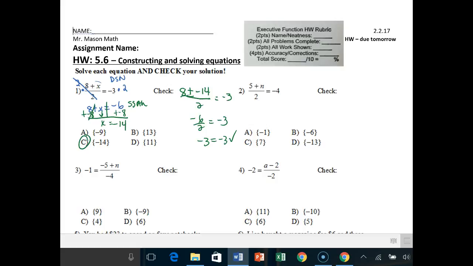Number 3. Multiply by negative 4 on both sides. Those cancel off. I get a positive 4 because this is an SSP, equal to negative 5 plus n. I look and I see, okay, I need to add 5 to both sides. That cancels out. N gets dropped down, equal to 4 plus 5 is 9. So to plug in, I'll say negative 1, is it really equal to negative 5 plus not n, but 9 over negative 4? So negative 5 plus 9 is positive 4 over negative 4. And does 4 divided by negative 4 really equal negative 1? Yes, it does. So therefore, I know I'm done.